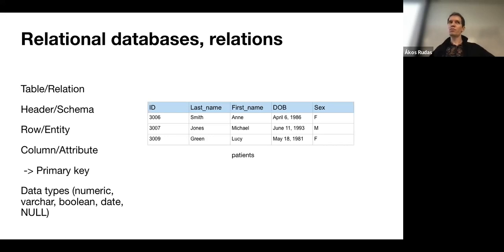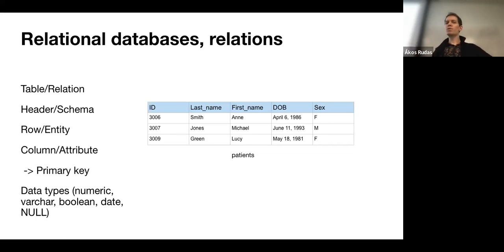Columns represent attributes of the entities. So we will use column and attribute interchangeably as well. And we will use the term primary key for the key field, which we use as a primary identifier. Again, primary identifier will refer to one single row without ambiguity.